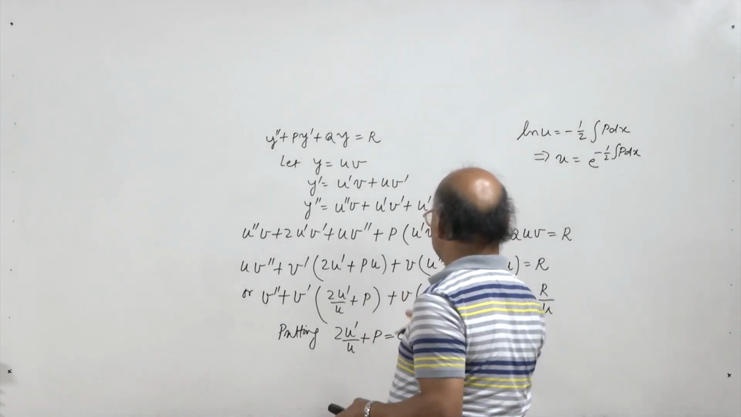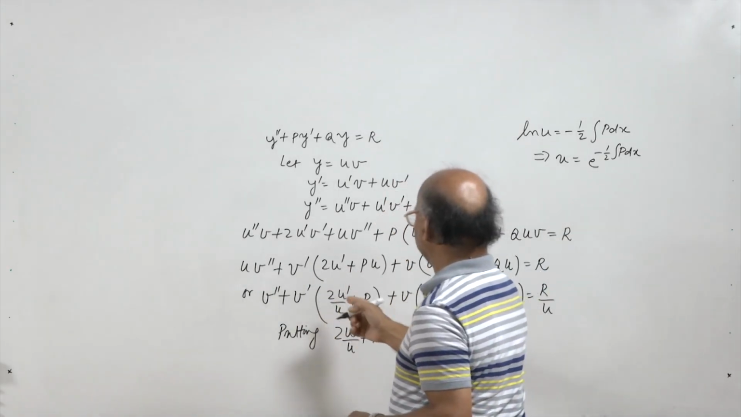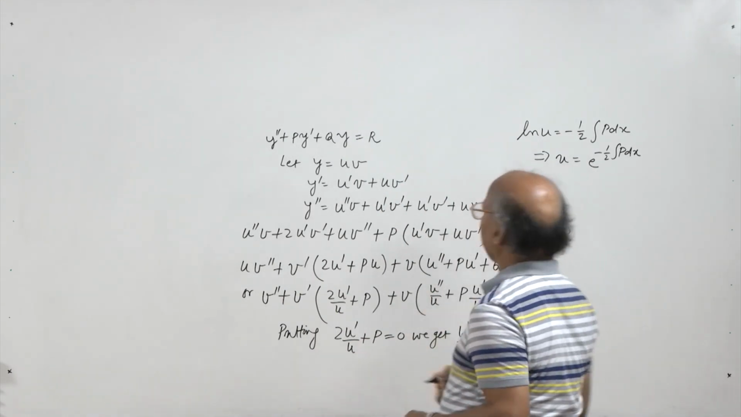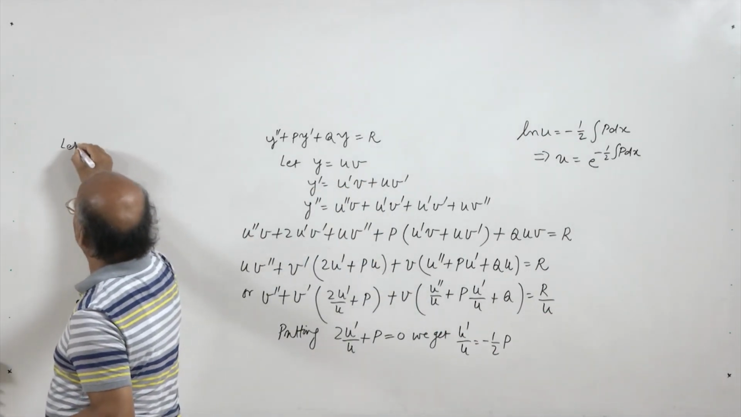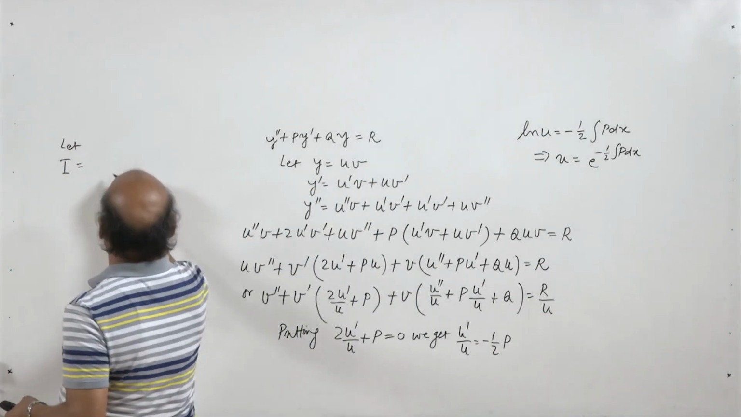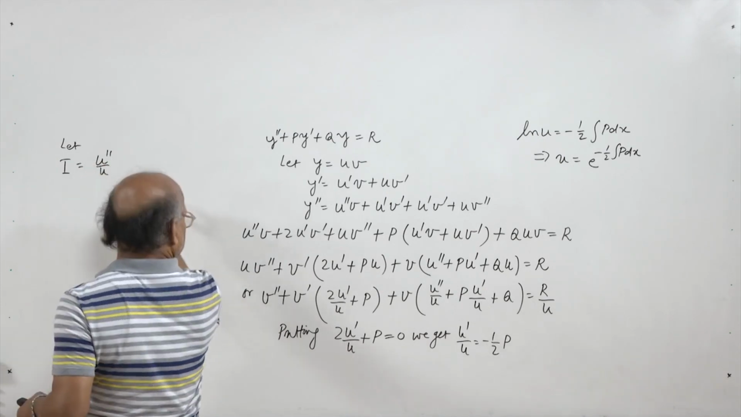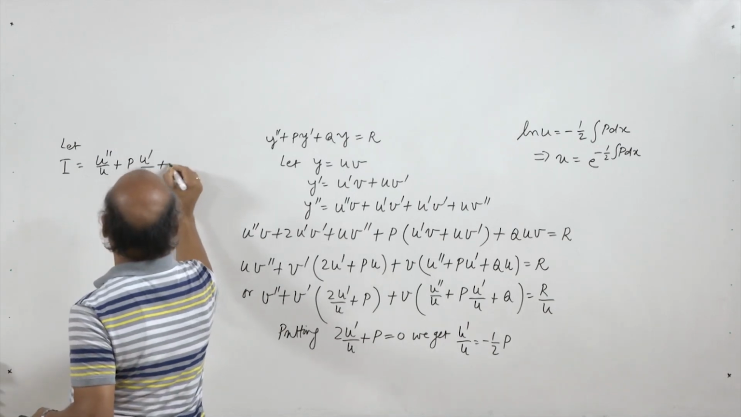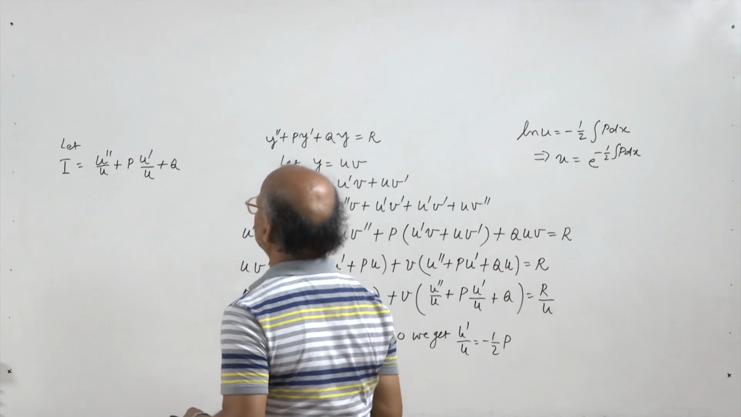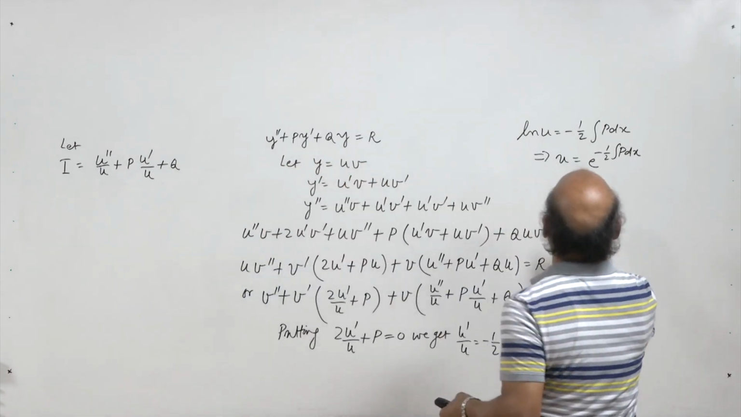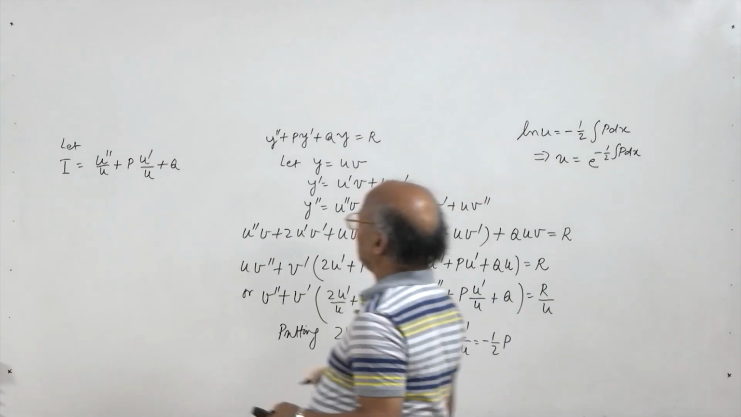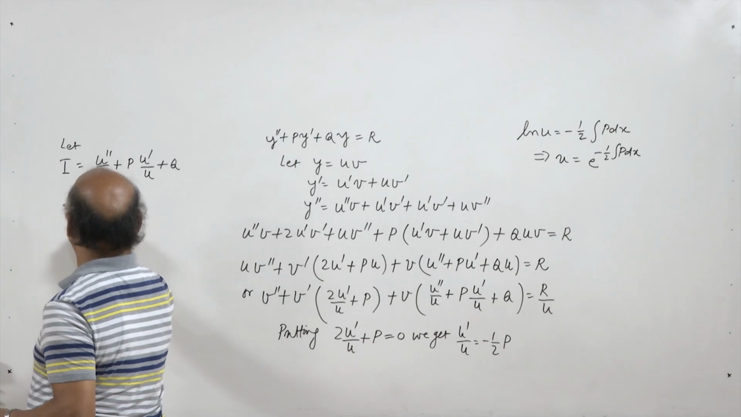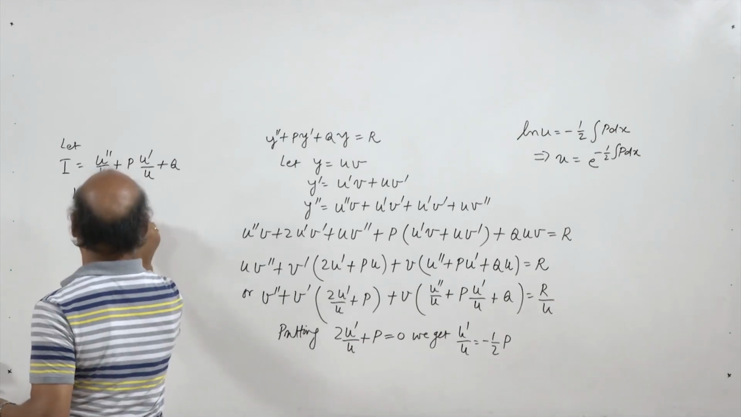Now this term is 0 with this choice of u. Let us call the coefficient of v as I. So let I be equal to u double dash by u plus p times u dash by u plus q. Then let us simplify this expression for I. We know that u dash by u equal to minus half p.